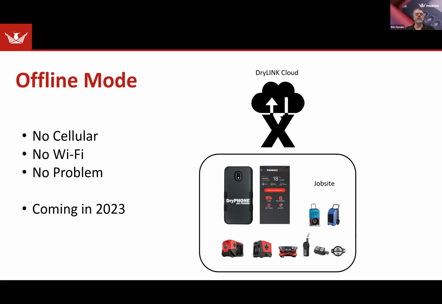Okay, and then offline mode. The idea here is if you don't have cellular or Wi-Fi right now, there's limited functionality for DryLINK, and we are going to add to that and add an offline mode so that you won't have that issue if you don't have connection. So you can see that I'm showing the DryLINK cloud and all this equipment reporting in, and we really need that access today to do all of our functionality. So offline mode coming in 2023.